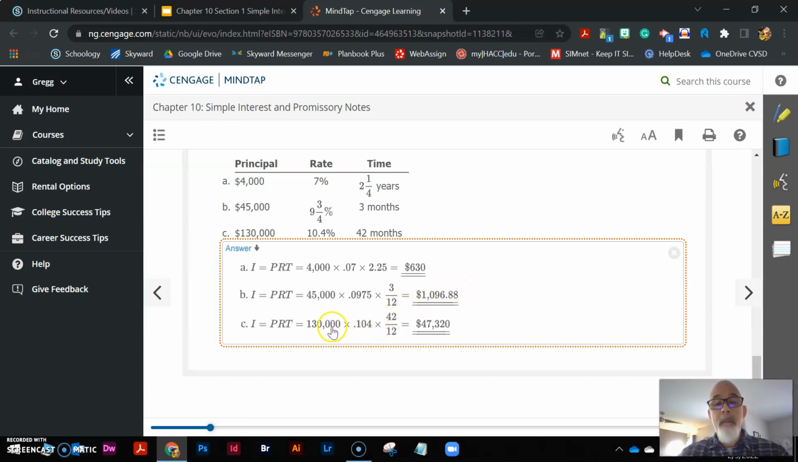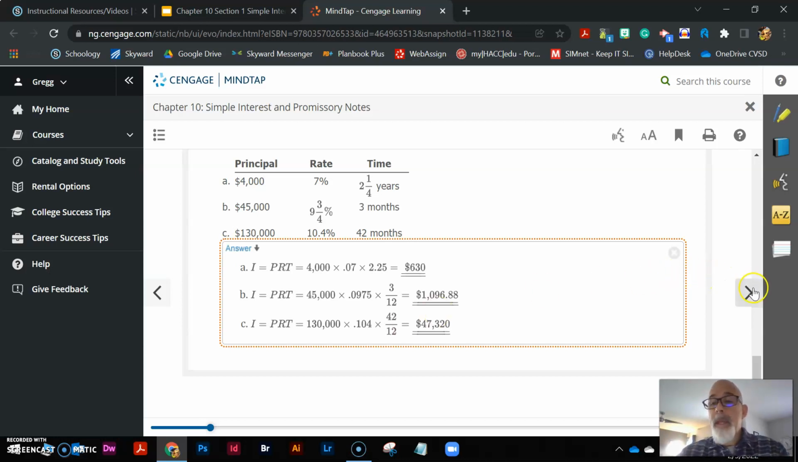The final problem is, again, the larger number over 12. Again, 42 over 12 is how we're going to list that. So again, if I'm multiplying this out in a calculator, 130,000 times 0.104 times 42 divided by 12. Again, you can just work left to right. There's no worries about the order of operations on this. This will all work out for you, and this is what you want to do. So you certainly want to try this a little bit to make sure you understand how this is going to work.